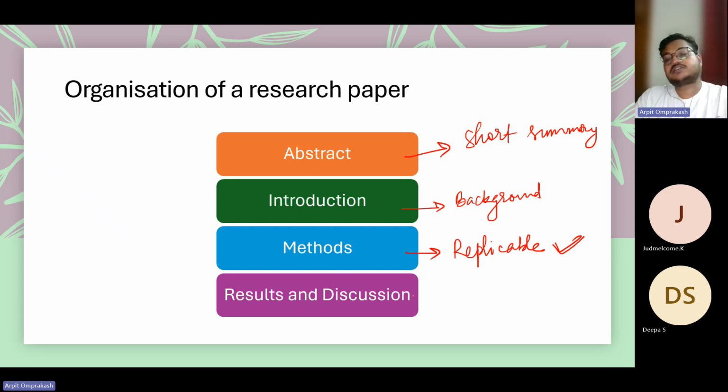Then we have the results and discussion section, where we have the results of whatever experiment was carried out, and then a discussion of how those results fit into the background or into a larger scheme of things.